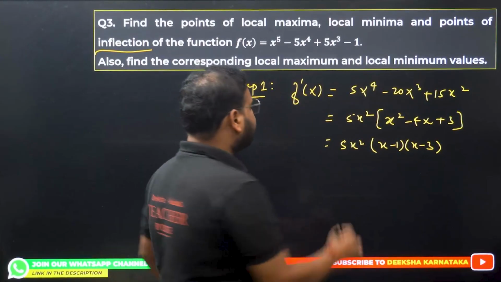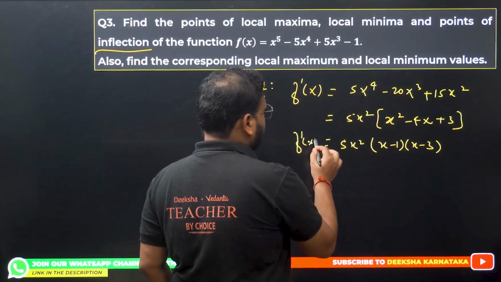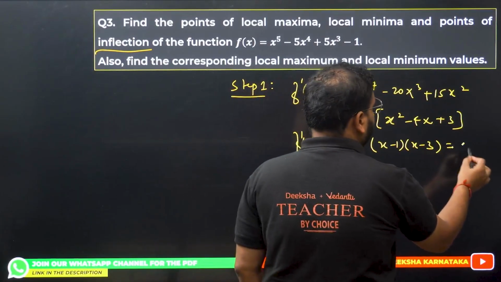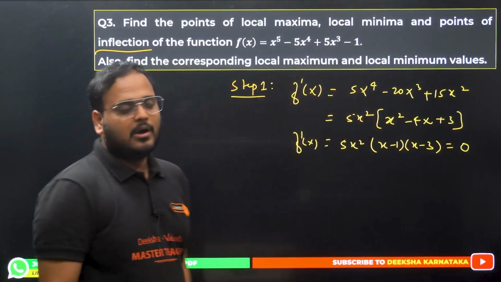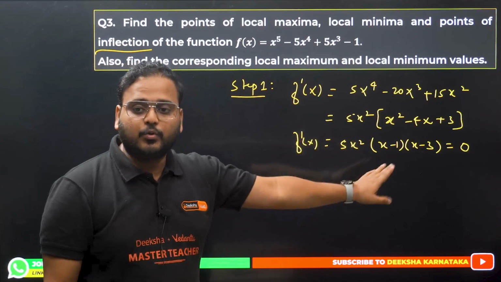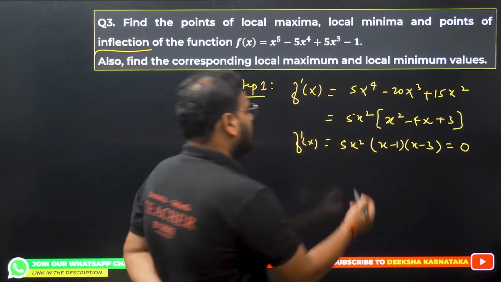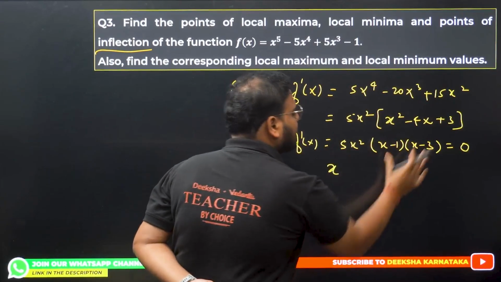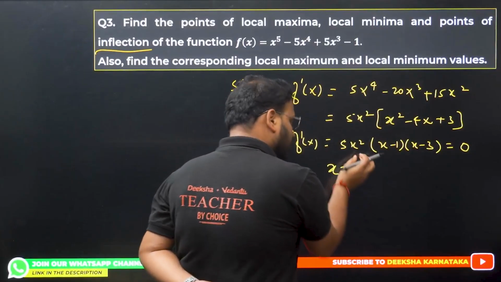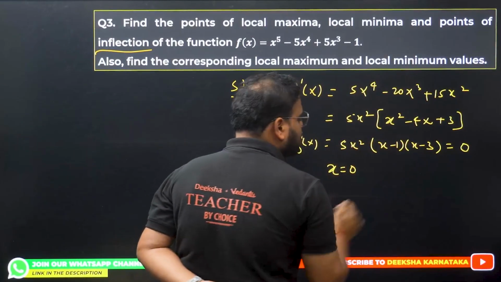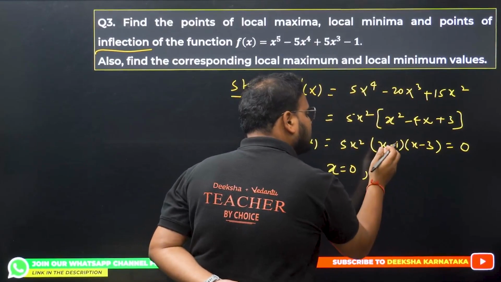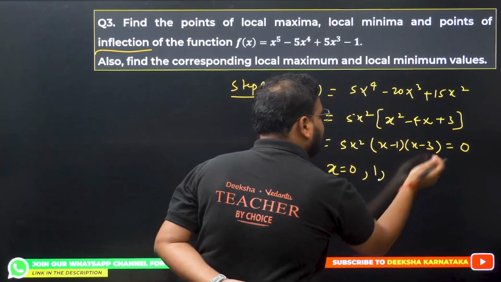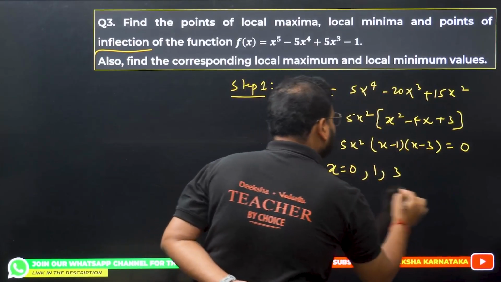So now we have the factors with us. Next step is to put f dash of x equals to 0. When you do that, you get critical points. How can you make this whole thing 0? Take x as 0, the whole thing will become 0. Or take x as 1, this whole thing is 0. X as 3 you can put. So you have these as critical points.